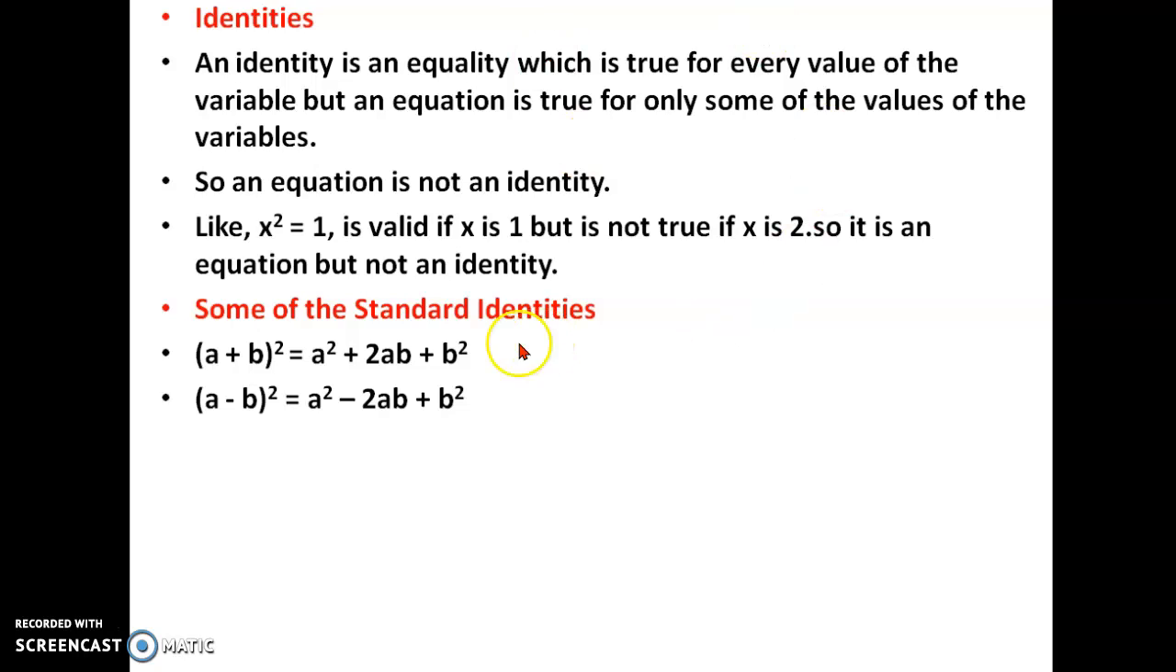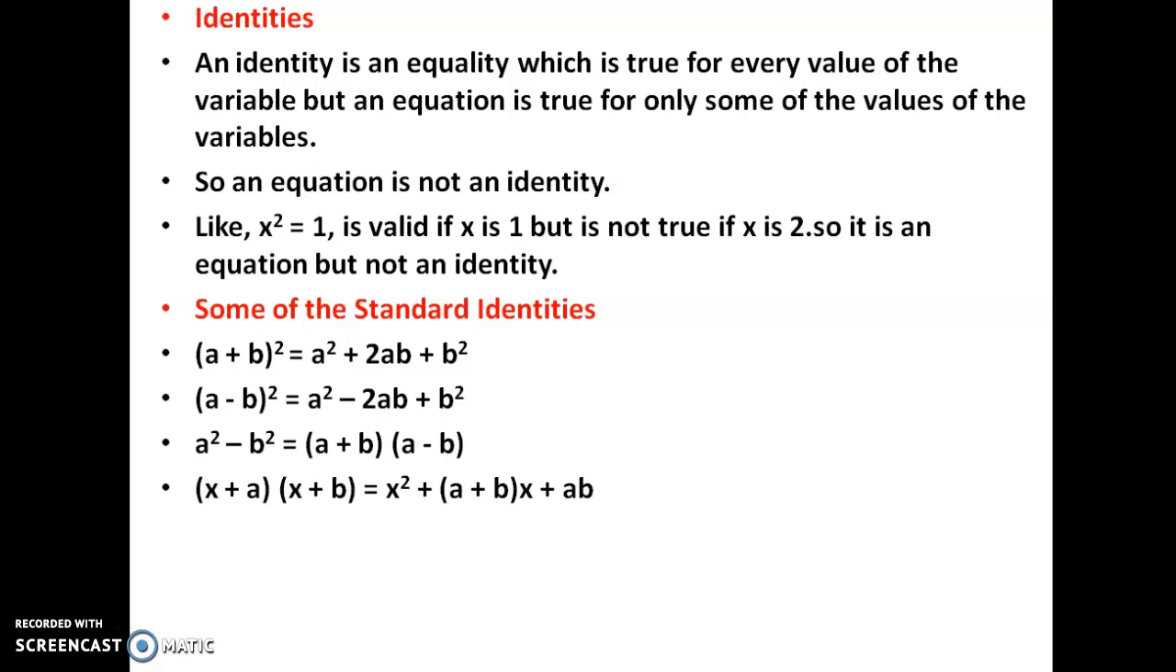Actually, how this identity is derived is that a plus b is multiplied 2 times, that is a plus b into a plus b. If you do that, you will get the result as a square plus 2ab plus b square. So whatever the value of a or b, this identity is going to be useful to find the result. Then a square minus b square is equal to a plus b into a minus b. x plus a into x plus b is equal to x square plus a plus b into x plus ab.